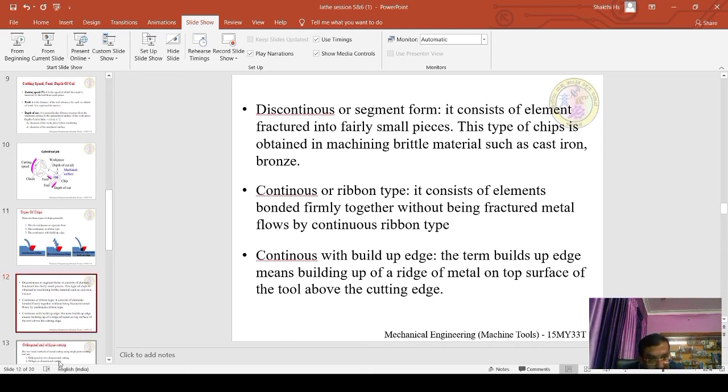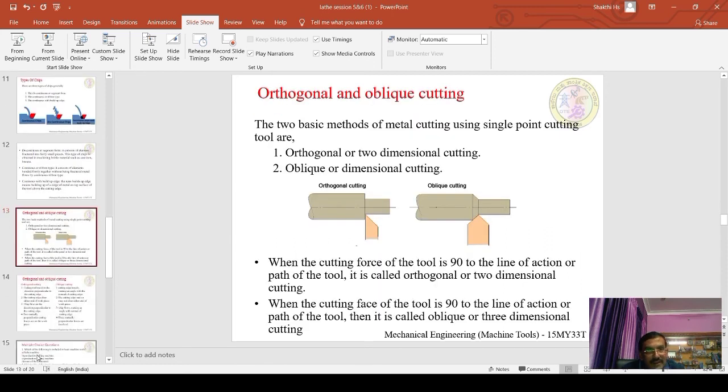The next topic is orthogonal and oblique cutting. These are the two fundamental types of cutting employed: one is two-dimensional, the other is three-dimensional cutting. In two-dimensional or orthogonal cutting, only two faces contact the workpiece, with a knife edge directly perpendicular, at 90 degrees, to the axis. This is called orthogonal cutting.